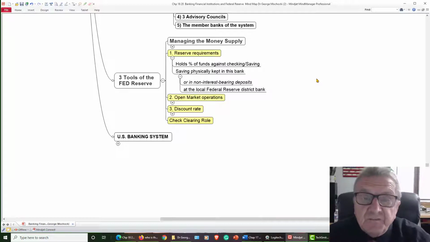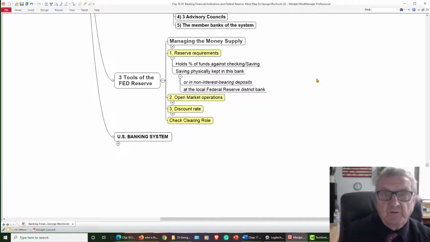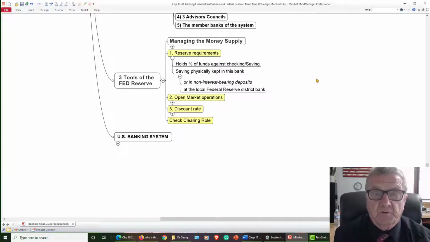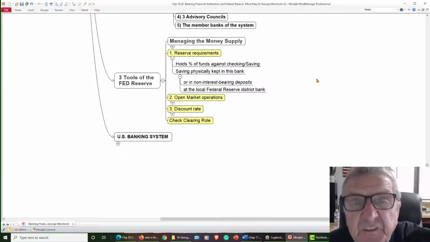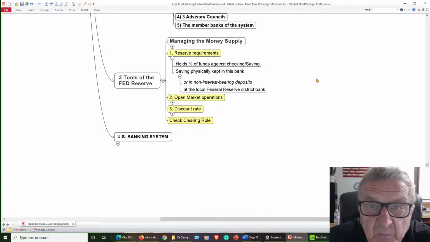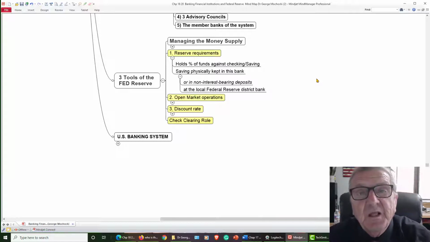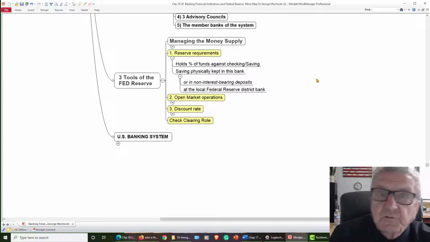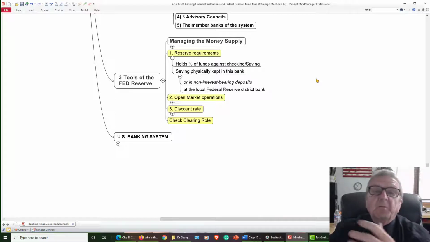Now, that's in case there's inflation. I want to slow down people's spending, so I raise the reserve requirement. If I'm going into recession, I want people to spend more. I want to stimulate the economy. I lower the reserve requirement. Now I have more money to put back into the system.